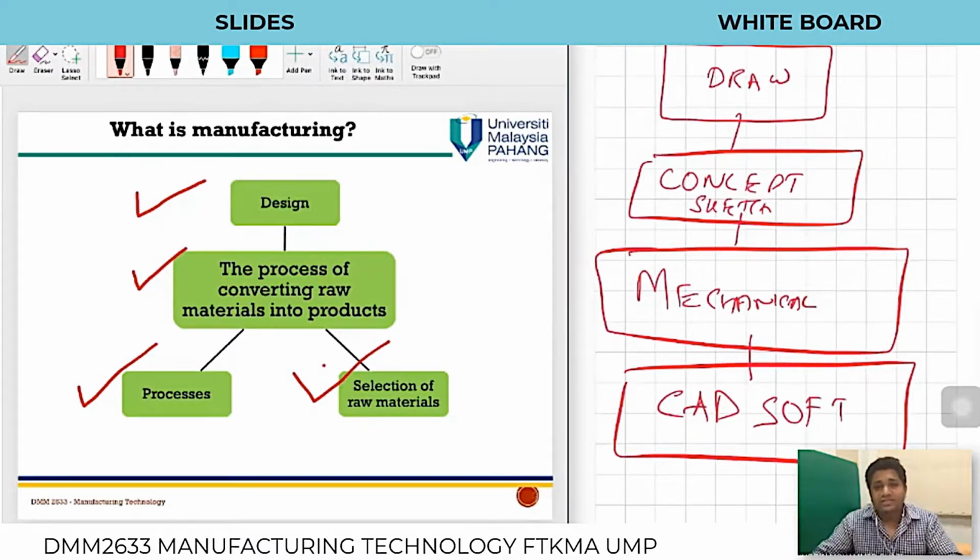So there are various steps of design that we need to perform before we start manufacturing. I cannot just get this and start manufacturing. No, first I need to design this model on the computer. Then from the computer, I'm going to export this model into my machine, and then the machine is going to do the manufacturing operation.